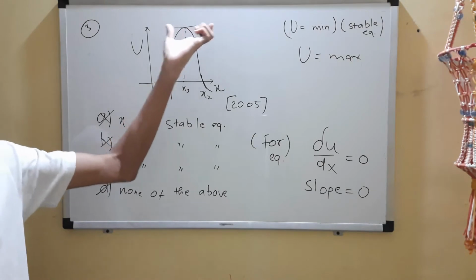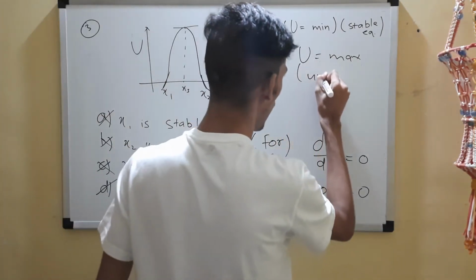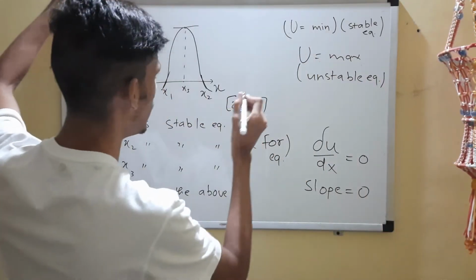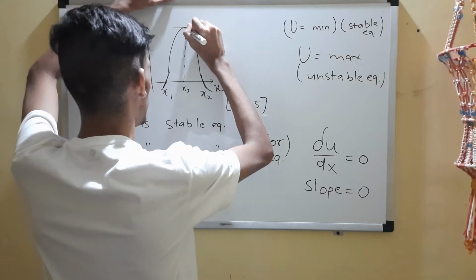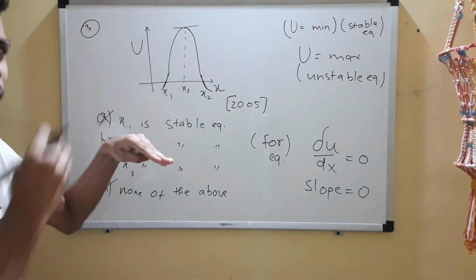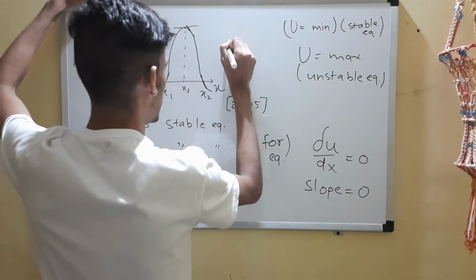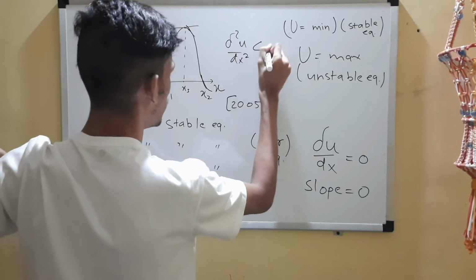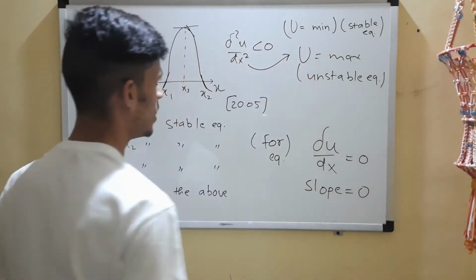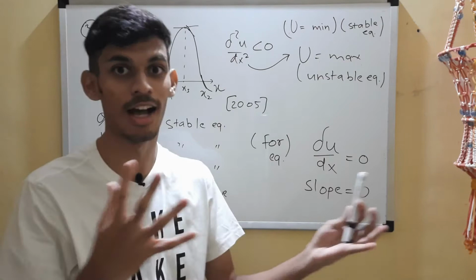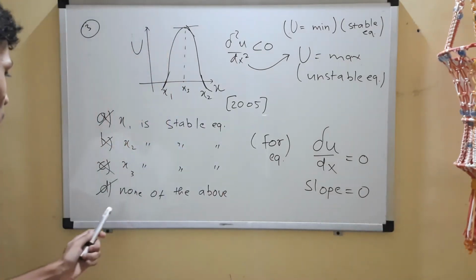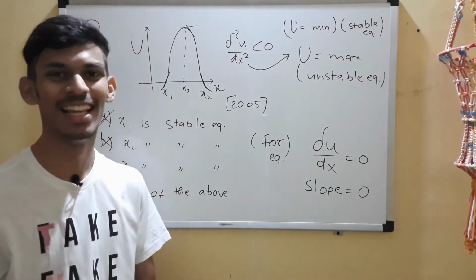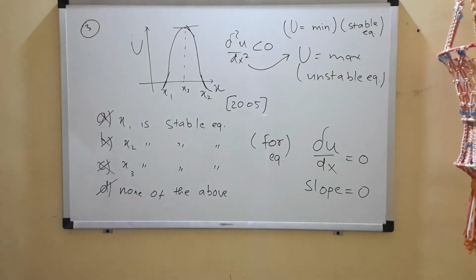Here the potential energy is maximum. This is a position of unstable equilibrium. You can also verify it by looking at the second derivative. The second derivative will be the slope of the immediately next point. You can see that it is negative, right? The slope is negative, so this is a maximum. Potential energy is maximum, and it is unstable equilibrium, not stable equilibrium. So none of the above is the correct choice. Again option D. Let's go to the next question now.